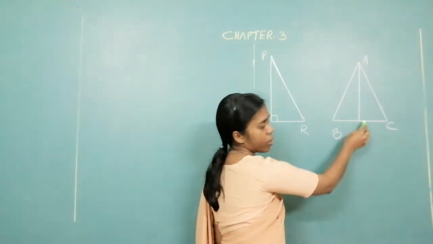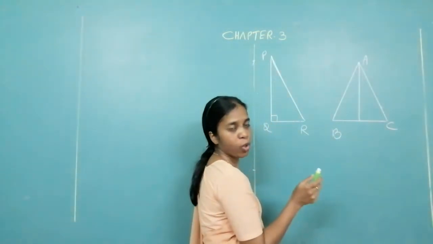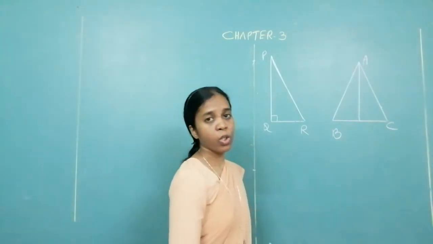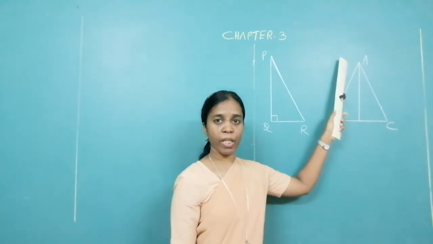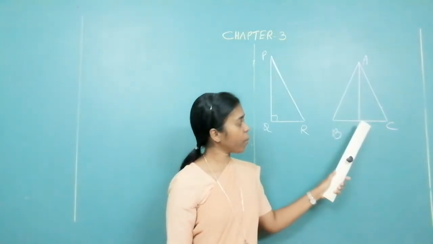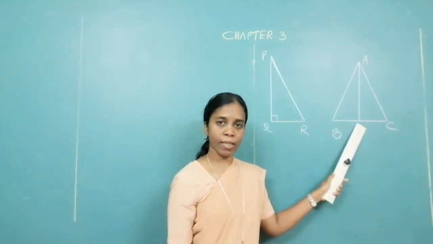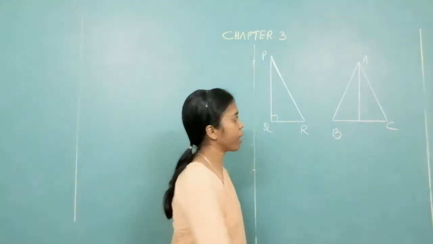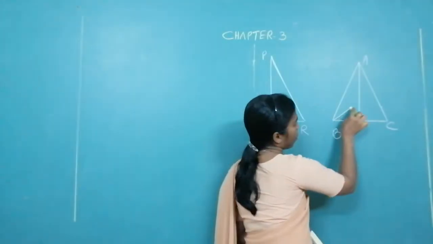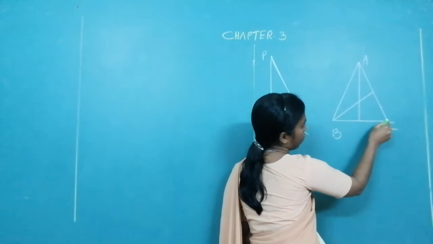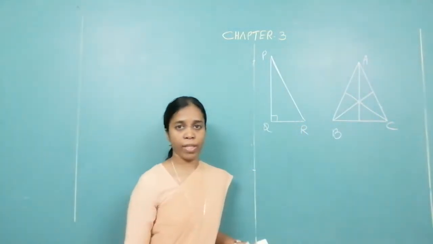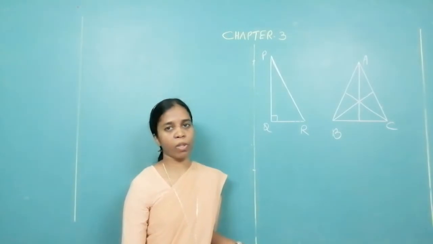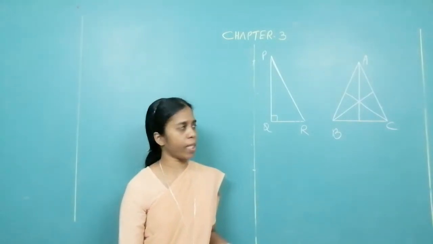This is a midpoint, to the midpoint of the opposite side. So the median starts from the vertex. The origin of the median is from the vertex to the midpoint of the opposite side. How many medians can I draw? I can draw 3 medians over here. Why? Because there are 3 vertices. From each vertex, one median arises to the opposite side.